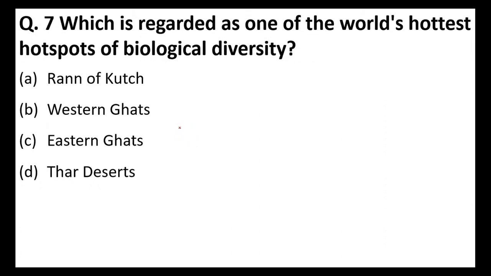Which is regarded as one of the world's hottest hotspots of biological diversity? Rann of Kutch, you know that this is near Gujarat. Then you have Western Ghats, Eastern Ghats, or Thar Desert. Please write the question number along with the answer. It helps to manage the class better. So the world's hottest hotspot of biological diversity is Western Ghats.